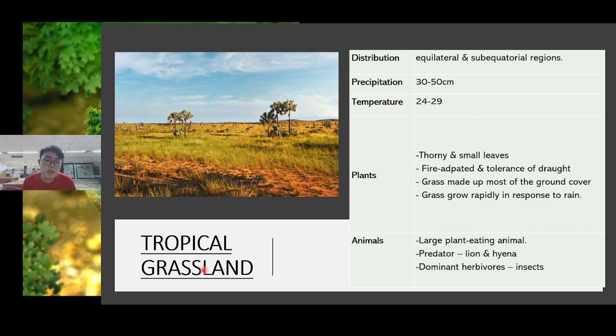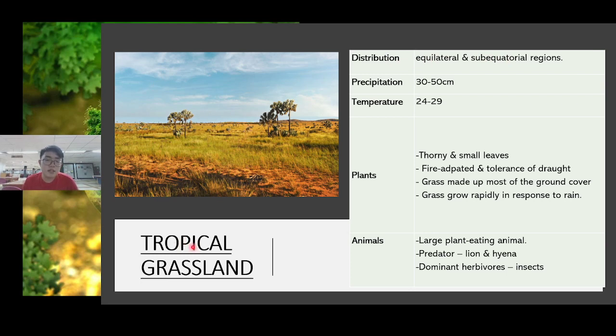Okay, next is tropical grassland. Tropical grassland is normally distributed in equatorial and sub-equatorial regions. So it's the same as tropical rainforest, but normally it is distributed in the Africa region. The lion survives here.